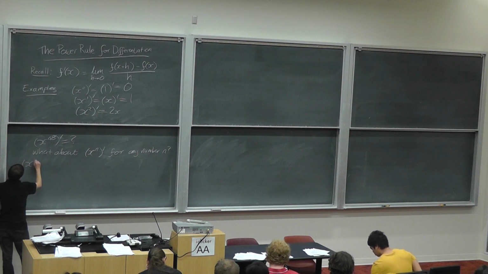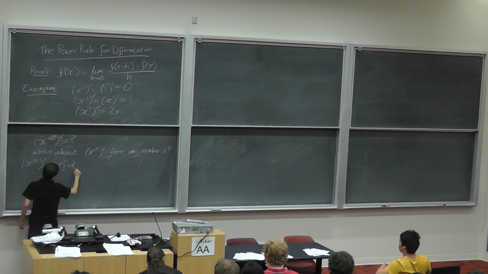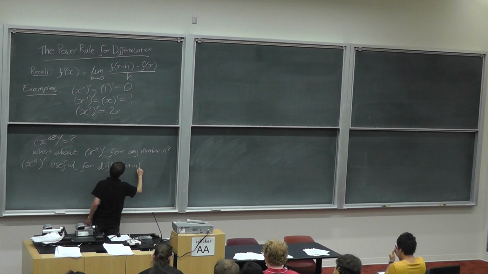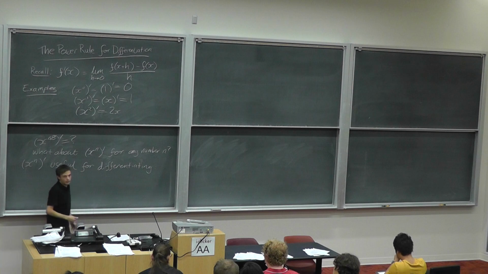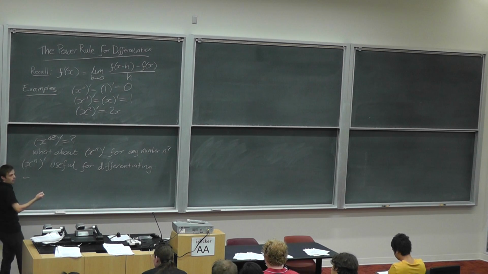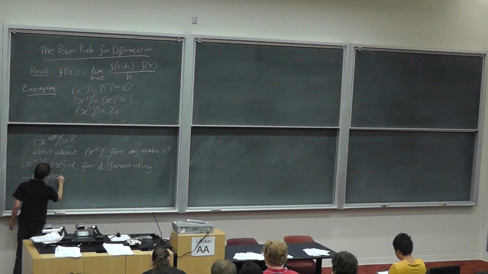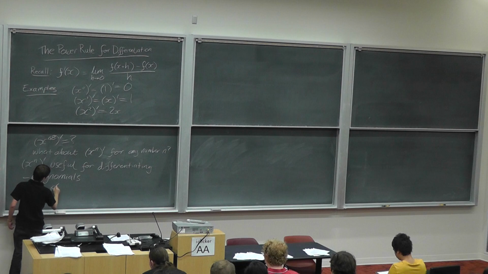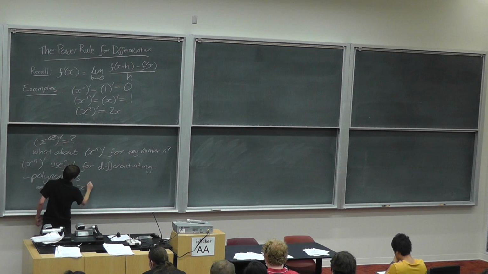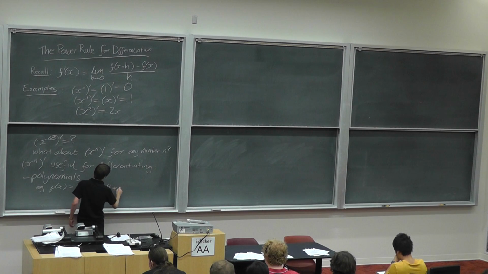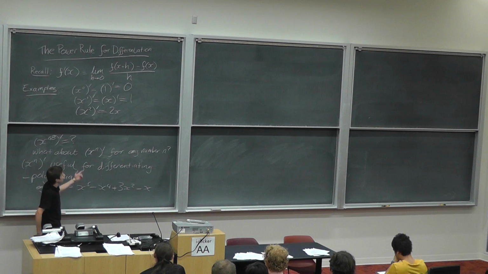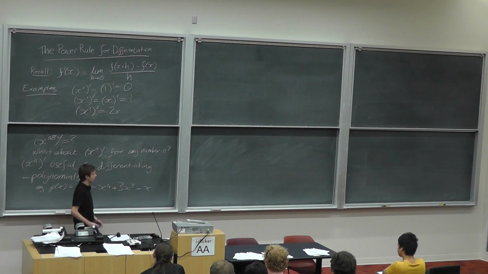So, x to the n prime is useful for differentiating, well, there are lots of things it's useful for differentiating, but one might be polynomials. So I'm sure you're all familiar with polynomials, so you have something like p of x is x to the power of 5 minus x to the power of 4 plus 3x squared minus x. It's going to be an awful pain if you have to keep putting this into that formula. With a nice simple rule for differentiating x to the n, you can just write down the derivative of this.